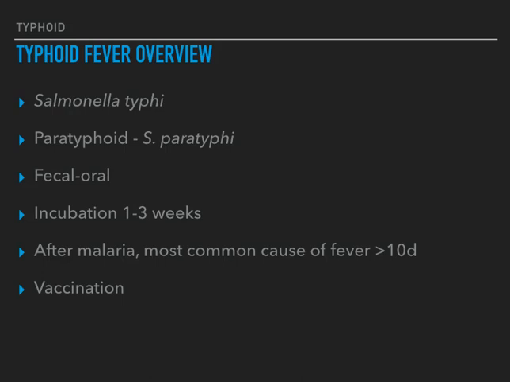So as a quick overview, typhoid is caused by Salmonella typhi, and you can get paratyphoid, a similar illness, from Salmonella paratyphi. Once malaria is excluded, typhoid is the second most common cause of a febrile illness lasting more than 10 days. And vaccination can help protect you against this before travel, but it's important to remember that protection wanes over time, and so people need boosters frequently.